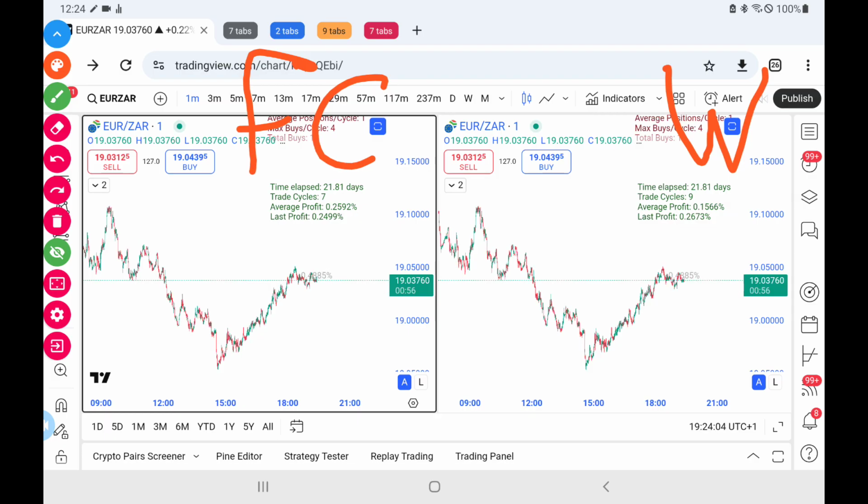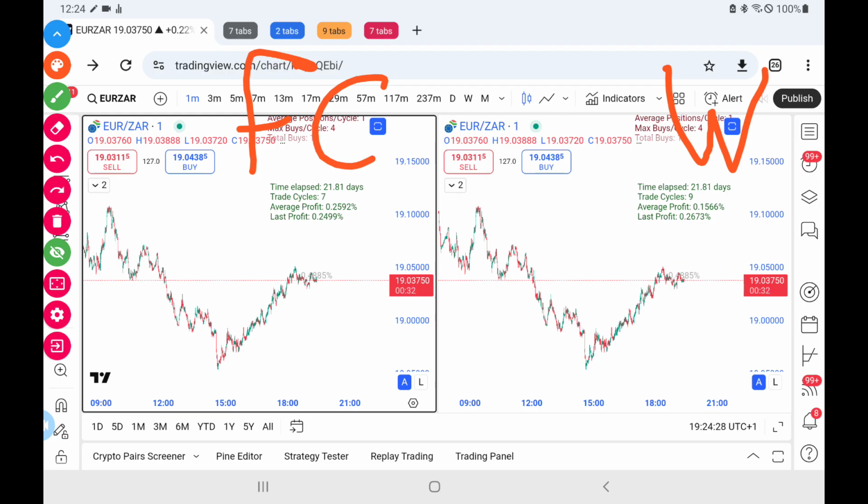Significant difference, 10 pip difference between the two. But when we look at the last profit between the two, this is rather unusual. Usually, full candle always has a higher last profit. Always. But that is kind of a strange anomaly, and that always isn't always.